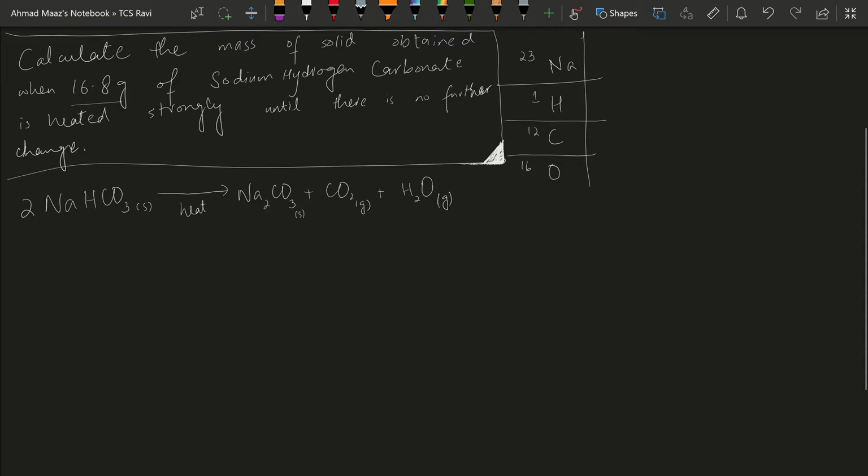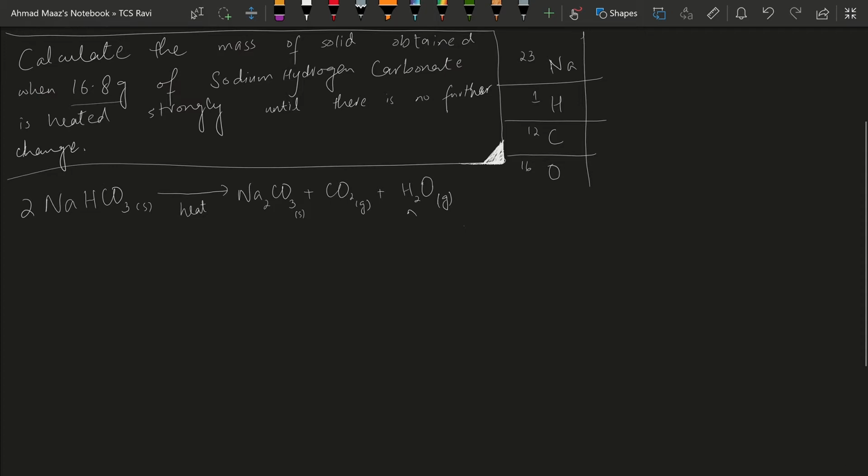We have two hydrogens and two hydrogens, we have two carbons and two carbons, and we have 6 oxygens on each side. Alright, so the equation is all balanced. Let's move on with the calculations.